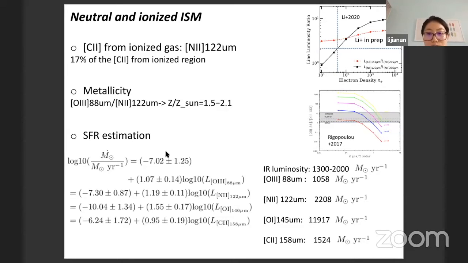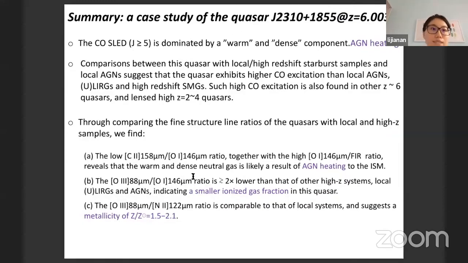We also use these line luminosities to derive the star formation rate. We find that, except for the oxygen-1 line, the other lines give a reasonable estimation of the star formation rate. So here comes the summary.